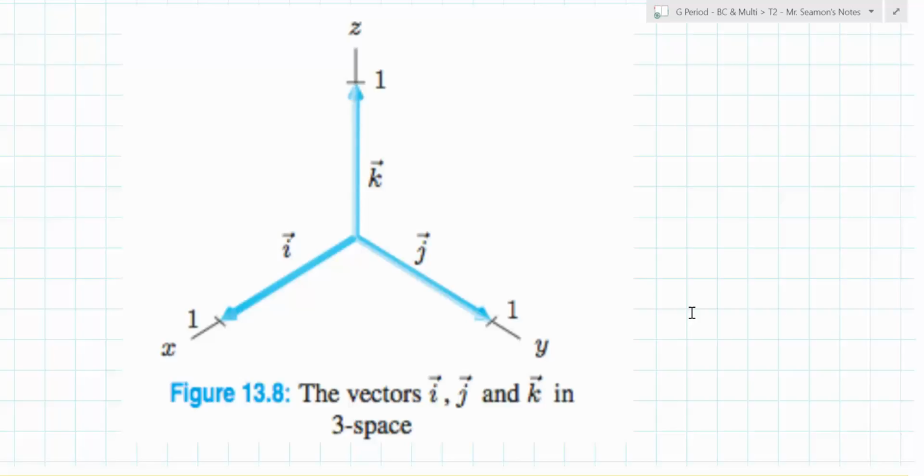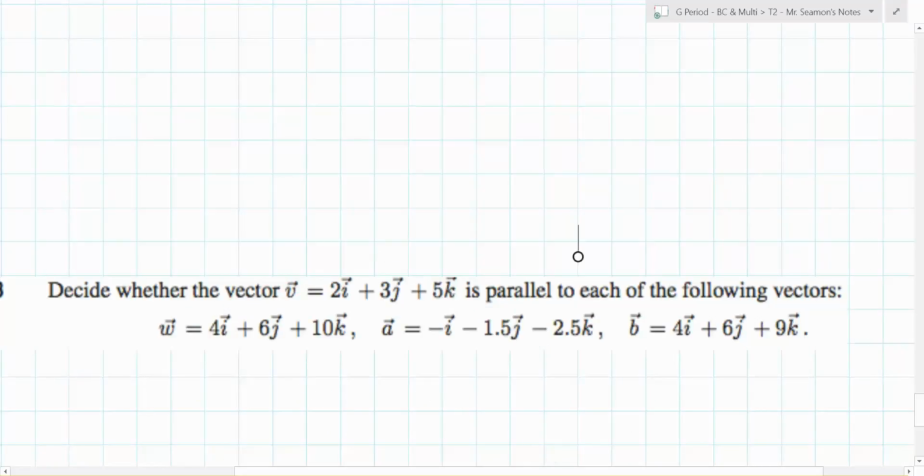Here's a 3-dimensional vector. Vector v is 2i plus 3j plus 5k, meaning you go forward 2, to the right 3, up 5, and that's the vector. Connect the dots. That is the vector from 0, 0, 0 to 2, 3, 5. That would be the vector in space. Great. How can you tell if this vector is parallel to any of these? How do you tell if that vector is parallel to any of those vectors?